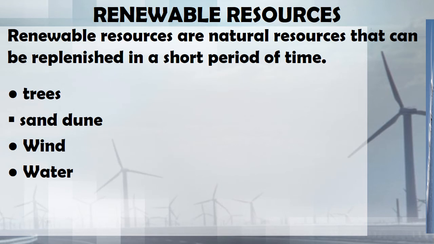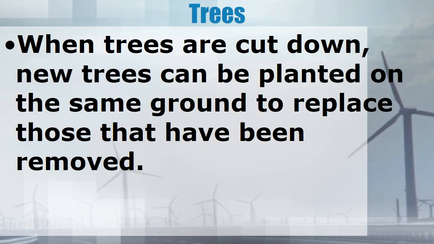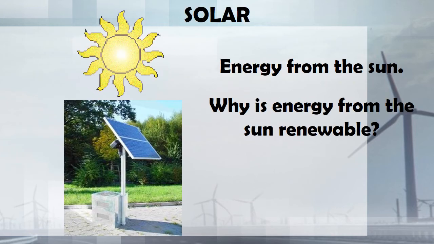Renewable resources. Renewable resources are natural resources that can be replenished in a short period of time. Example, the trees, the sand dunes, the wind, and the water. Trees. When trees are cut down, new trees can be planted on the same ground to replace those that have been removed.